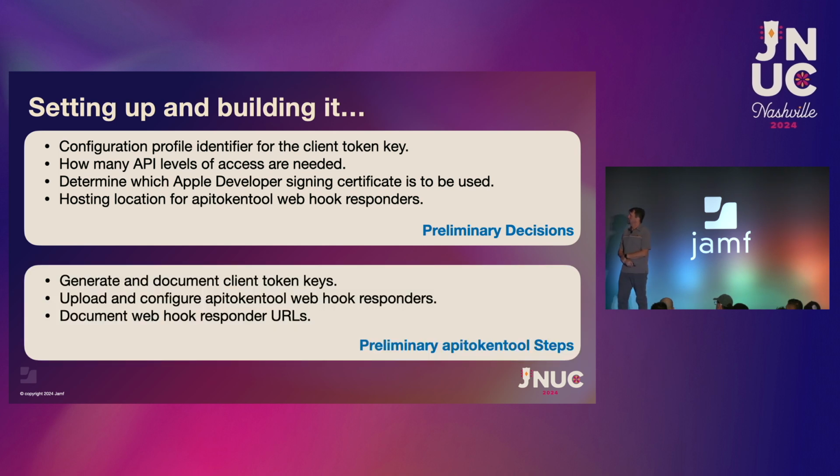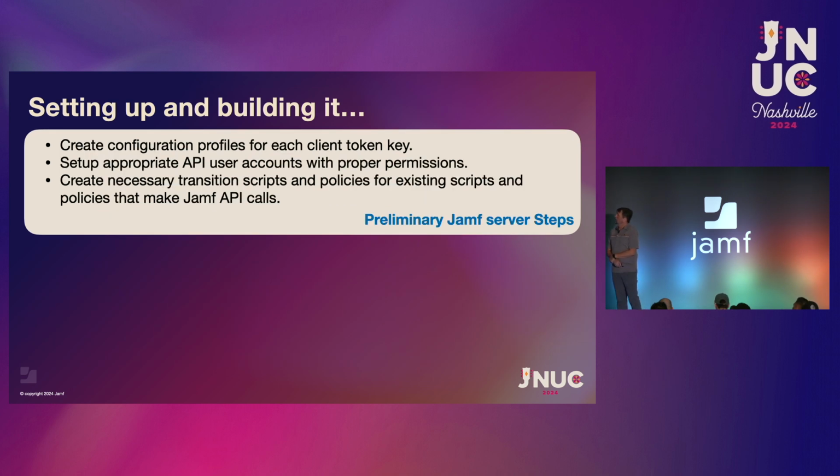Preliminary API token tool steps: you're going to generate and document your client token keys, upload and configure the API token tool webhook responders, and then document your webhook responder URLs. On the Jamf server side, you're going to create configuration profiles for each of your client tokens. You're going to set up appropriate API user accounts with the proper permissions and create necessary transition scripts and policies for your existing scripts and policies that already make Jamf API calls.